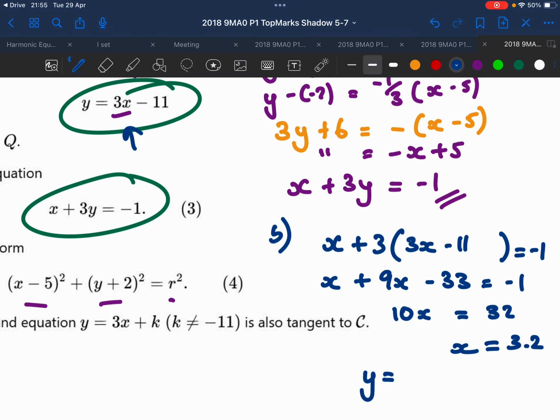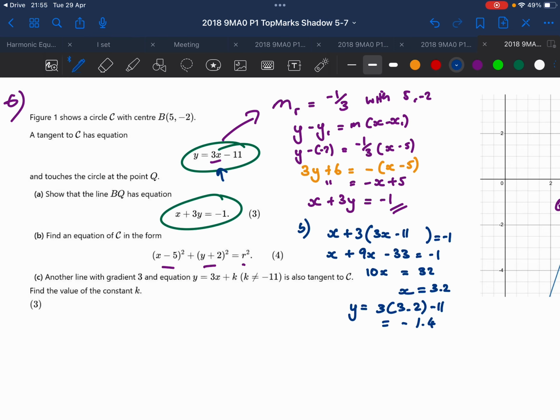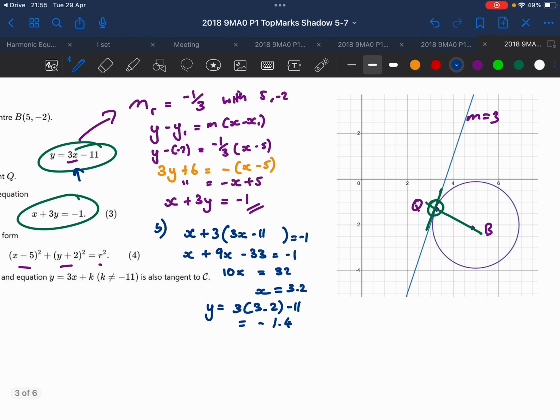When we find out that x equals 3.2, we can sub into that equation at the top. So y equals 3 lots of 3.2 minus 11, which comes out to minus 7/5, which is the same as minus 1.4. Why were we doing all of that? So that we know this point here.